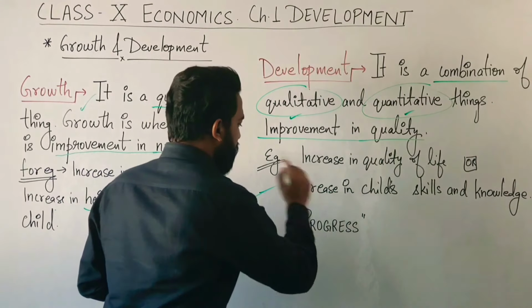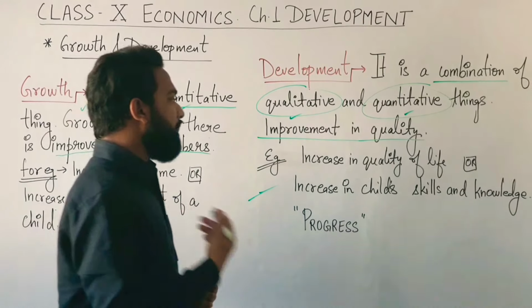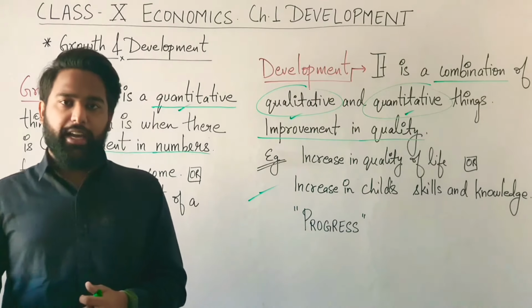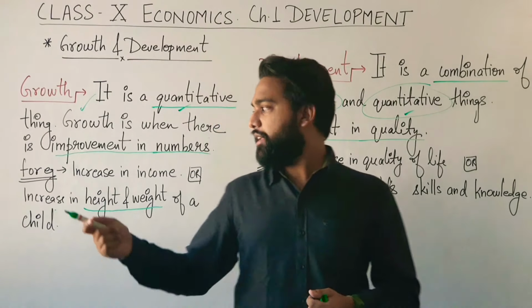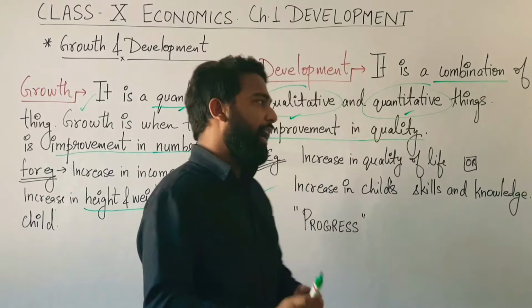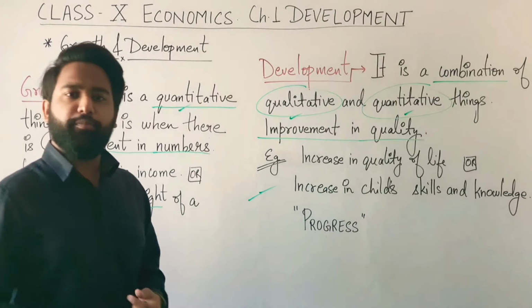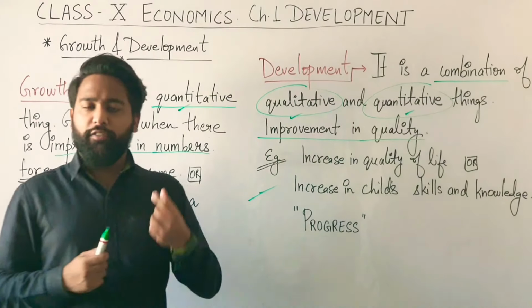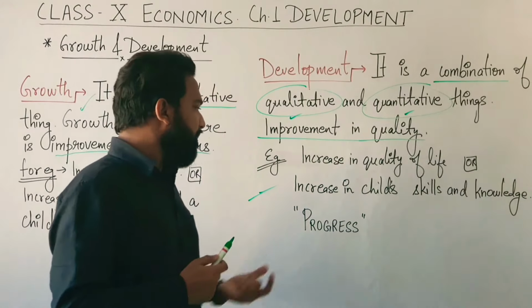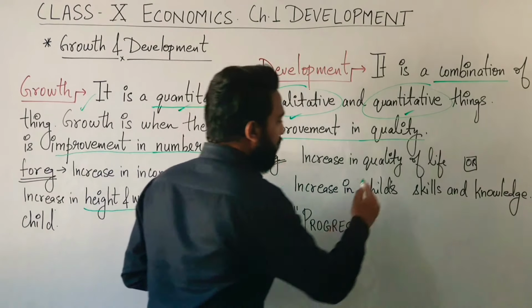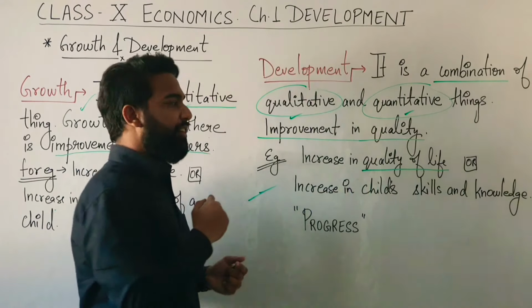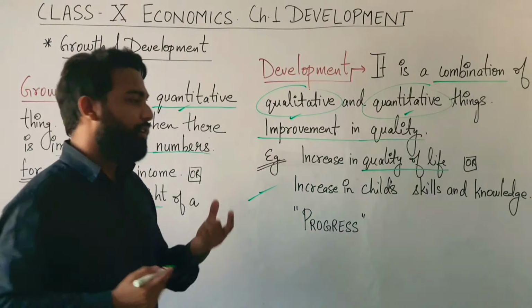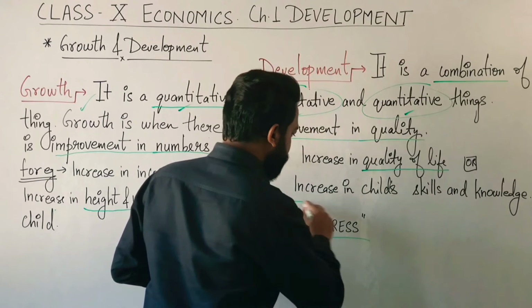Likewise, let's take another example of a child: increase in a child's skills and knowledge. Suppose the child who was having an increase in height and weight is now also having skills of playing cricket, of studying books. He is getting knowledge of further studies, of further subjects. Then we can say that the child is having an increase in the quality of life. He is having skills, he is having knowledge. For development, we use the word progress. Is that clear?